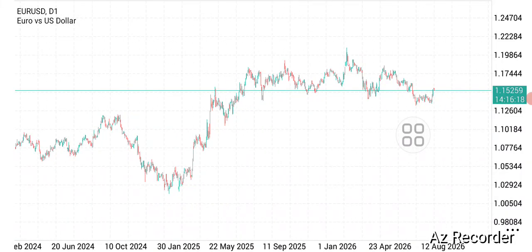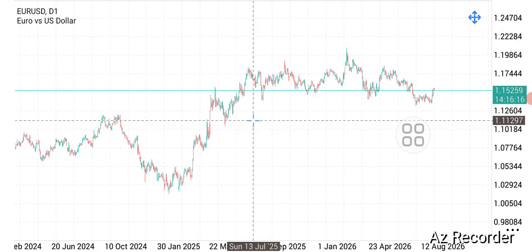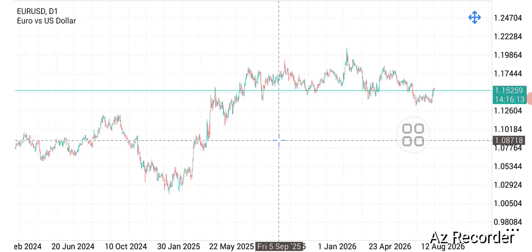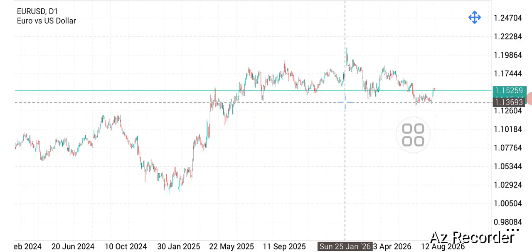So we have Euro USD, and as we begin our analysis, we shall use the crosshair to explain what we are doing. So basically, when you're starting to analyze the market, before you even put a trade or make a judgment, there are two questions you should ask yourself. Is the market trending or is the market ranging? So we have a ranging market and a trending market.